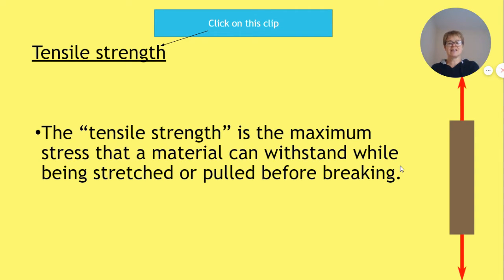Okay, we're going to talk about tensile strength now. So the word tensile relates to the word tension. Now, a tension force on an object is the force that we apply when we try and stretch it or pull it. Okay, so tensile strength is basically the strength of the material when it is stretched or pulled. Okay, and we measure its strength by measuring the force that's needed to actually break that material.